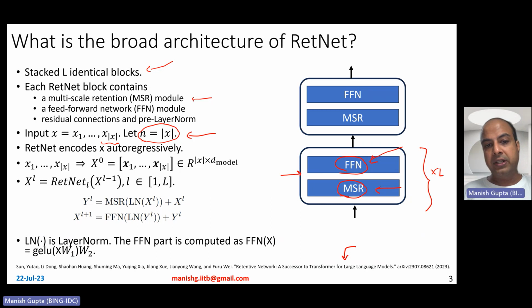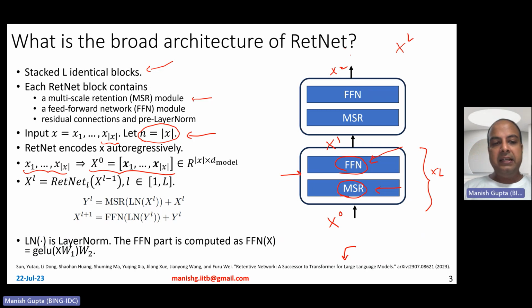RetNet encodes X autoregressively. So it's more or less the decoder architecture, where the left side attends onto the right tokens. Therefore it is autoregressive encoding. Now let's take the input X and encode it using embedding matrices into these tokens. So capital X: if this was the first layer, X0 will get passed in here, X1 will be there, X2 will be there, and so on. So with L layers, at the end of the L layer, you will get XL.